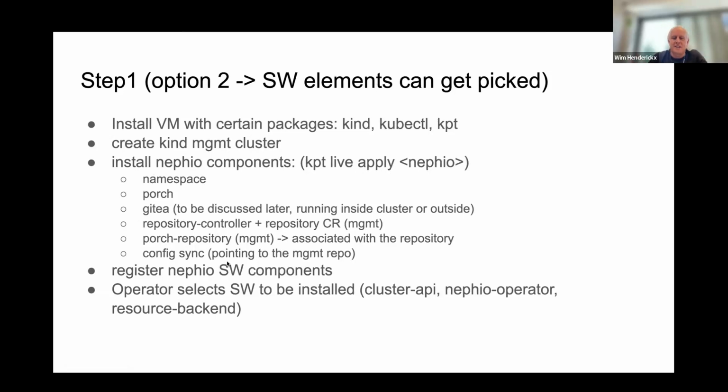Because we already discussed, some people want Gitty, some people want something else, some people don't want cluster API. So the other approach, which is a slight variation of the first one, is that we basically put some of these packages as blueprint options for people to pick and choose.